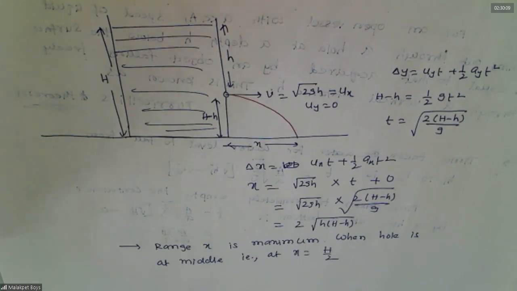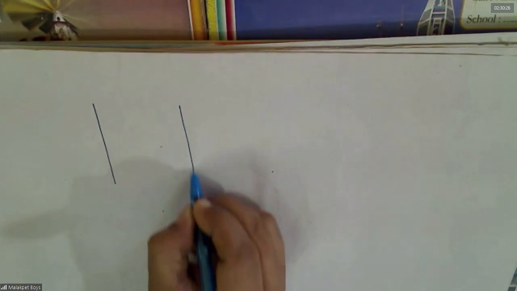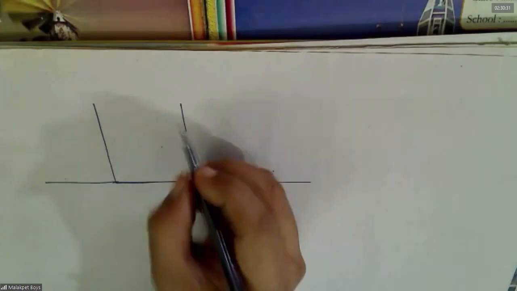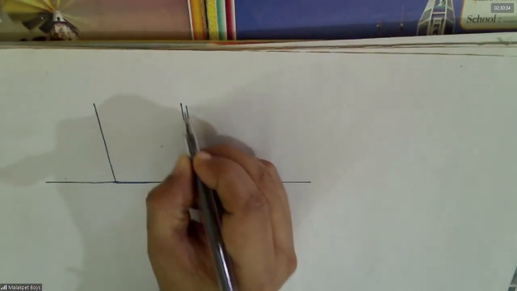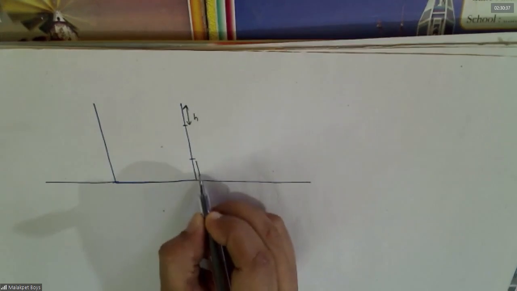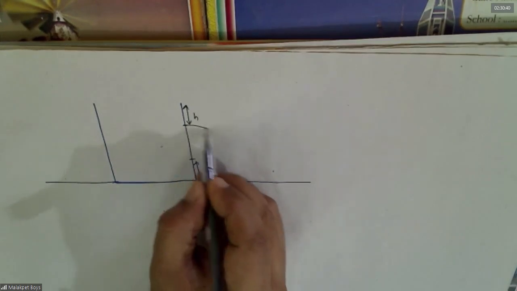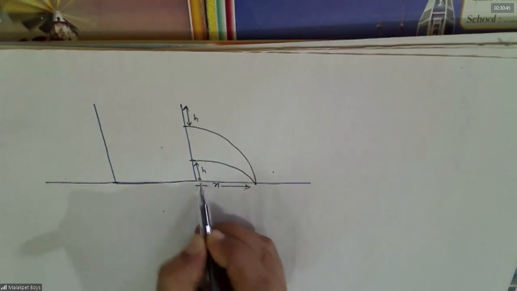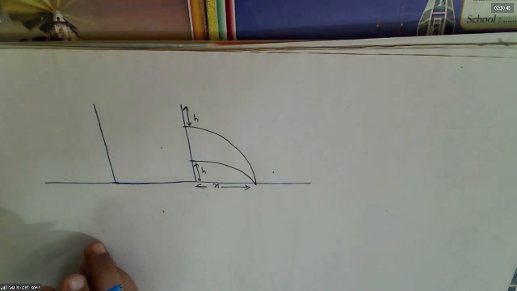Will you turn this? Yes, sir. Next. So here, suppose a vessel, there are holes here. See, this range will be same. If you want, you can calculate that.